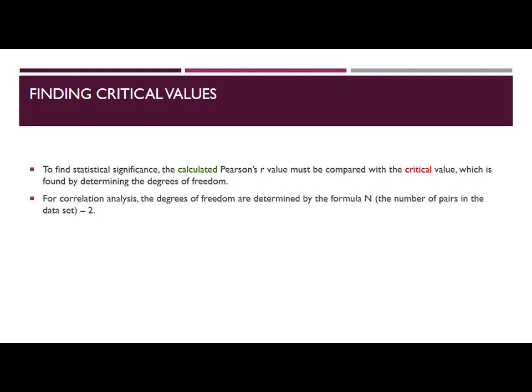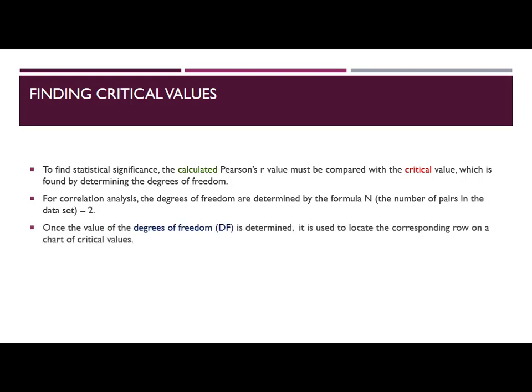Well, how do you do that? I'll tell you. For the correlation coefficient equation, the Pearson's R, the degrees of freedom are determined by the formula n, which is the set of pairs, as you know, minus 2. Once the value of the degrees of freedom is determined, it is used to locate a row on a chart of critical values, just like you did with chi-squared and with the t-tests. Take a look at this one. For the example above, we know that there were 7 pairs. So clearly, the degrees of freedom is going to be indicated by n minus 2. How many pairs were there? 7. Minus 2, it's going to give us degrees of freedom as 5.